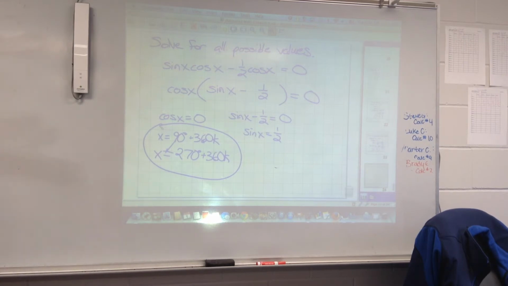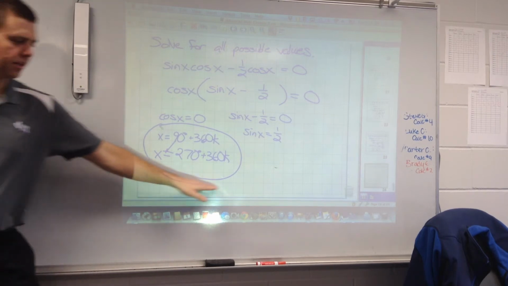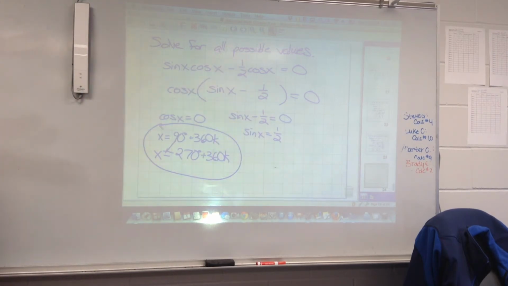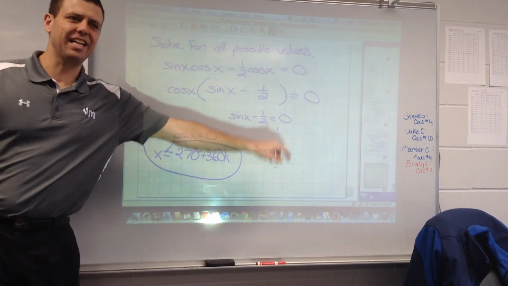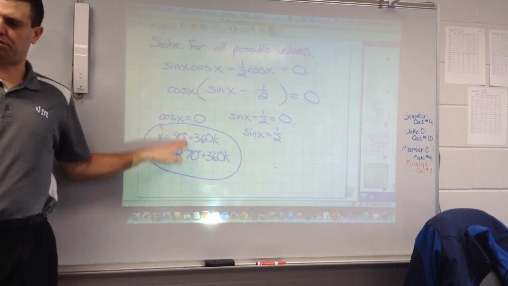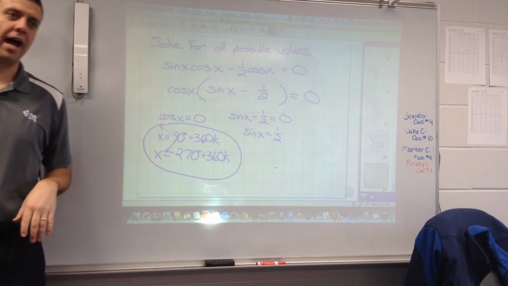Why k? L, M, N, whatever. It's going to represent an integer, which I will write here at the bottom, but I was going to wait until I was done. Okay? How about when is sine equal to a half? And you'll see why I did two separate ones here on this one. When does sine equal a half?